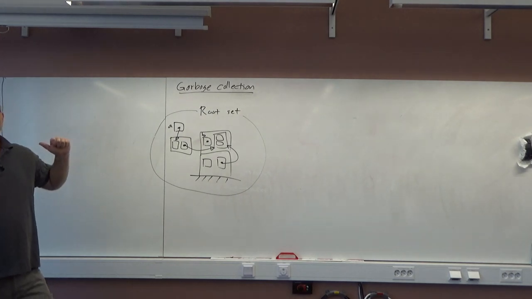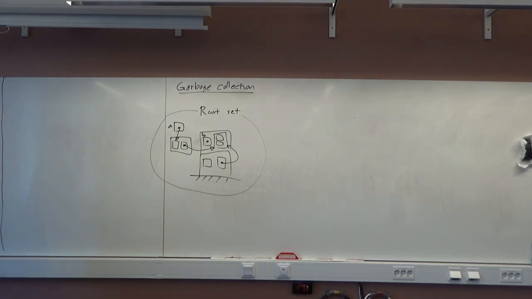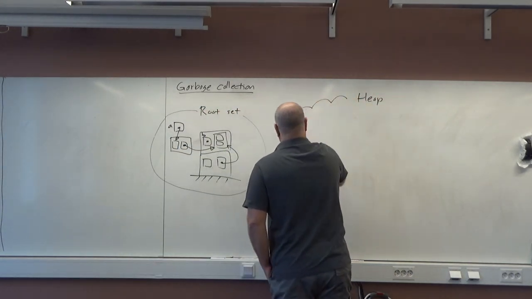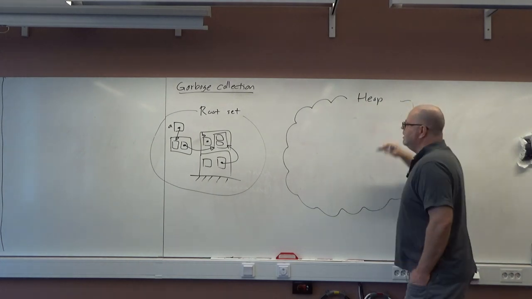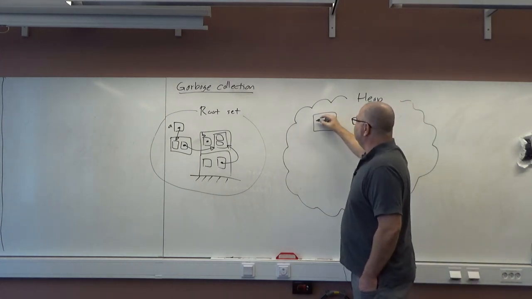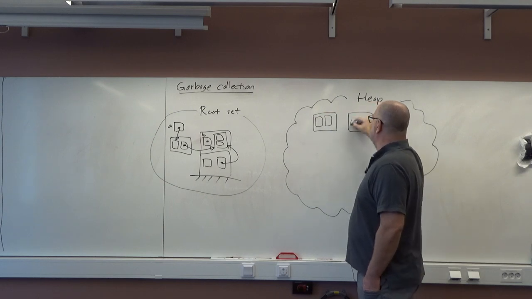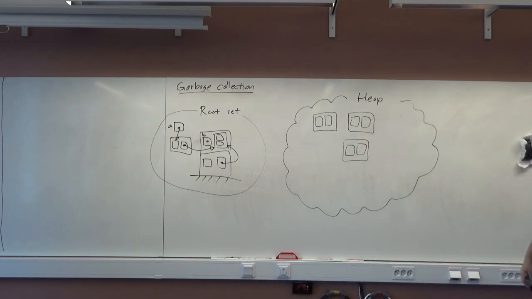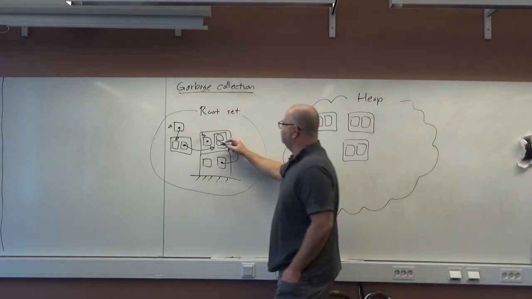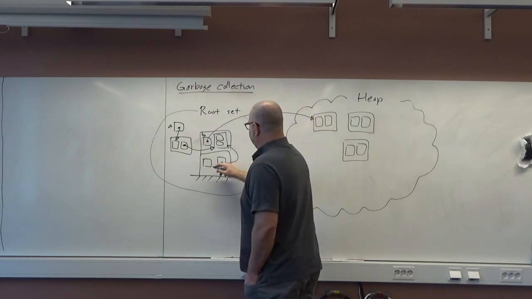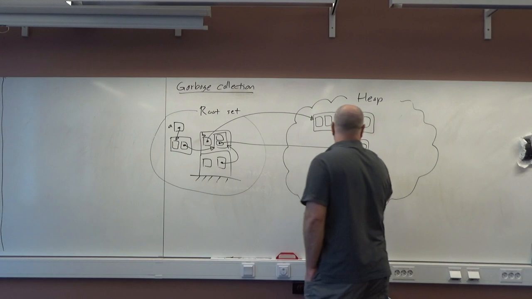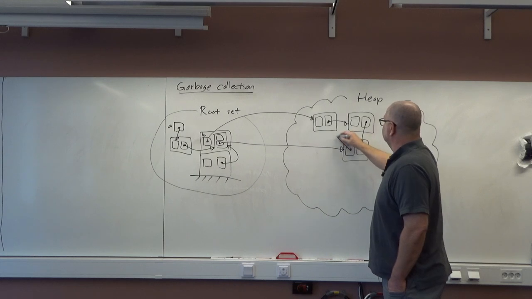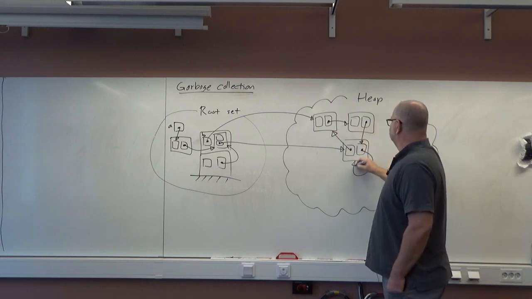What you can collect, where you can find the garbage, is on the heap. So over here we have the heap. If you allocate something with, let's say, malloc, or something similar, then you can have, let's say, B points there, this one points there, and then you have all sorts of pointers in here.